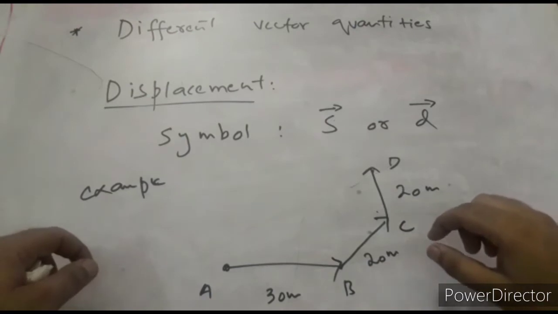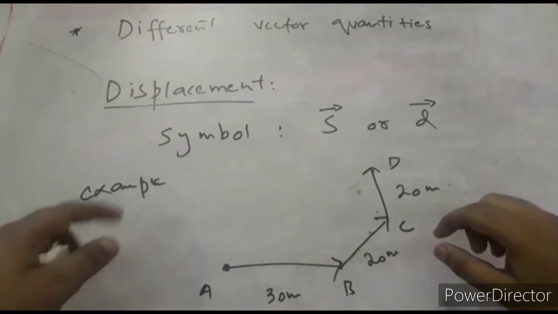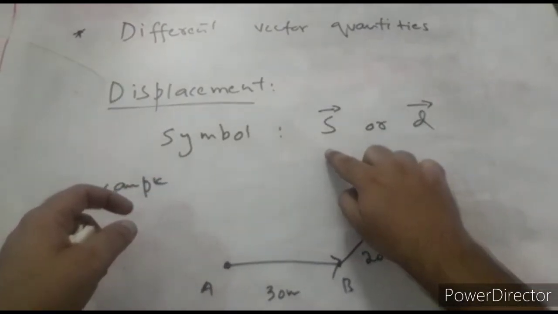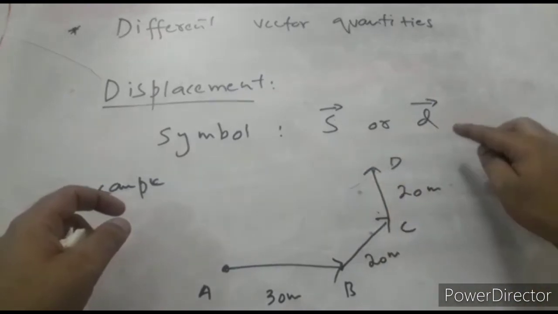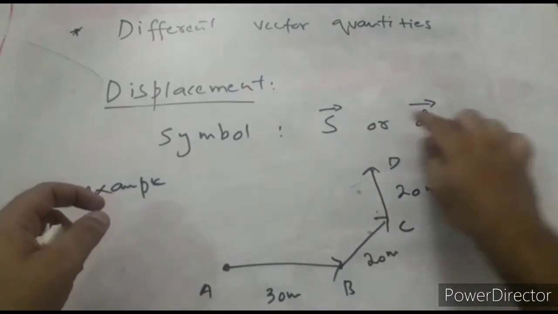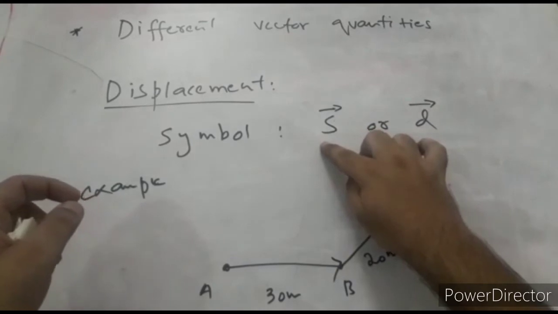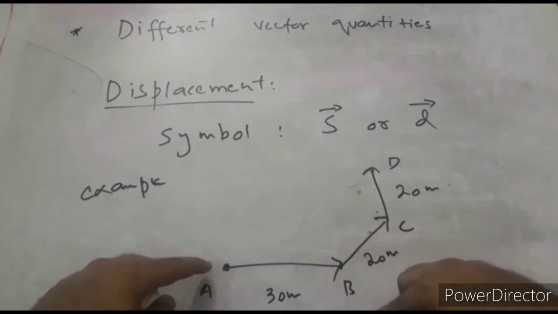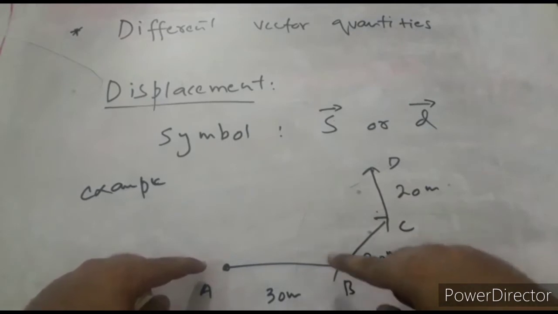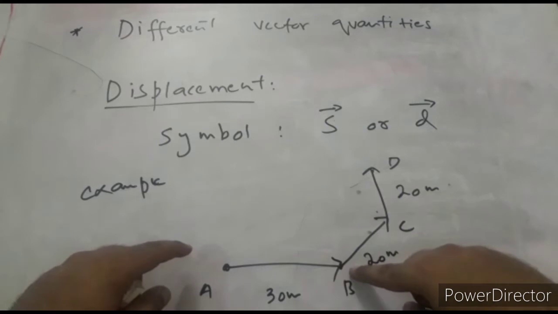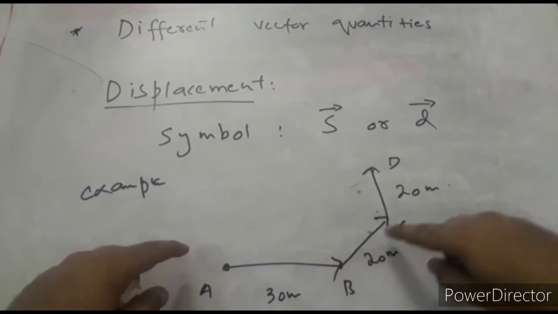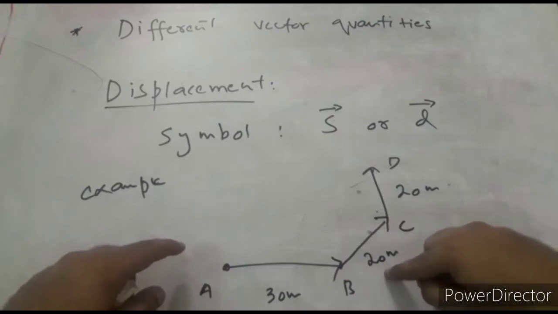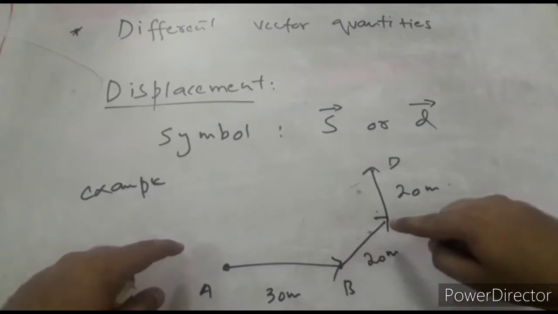So students, here is another example of a vector quantity. You can see we have displacement, which is also a vector quantity. The symbol for displacement in some books it is represented by S, and in other books the symbol of displacement is D, but we have to use the symbol S for the displacement. And the example is, let's say a person starts from point A and displaces 30 meters to the point B, and from B it displaces in this direction and reaches the point C. The displacement is of 20 meters, and why it is a vector quantity? Because it has some certain direction.